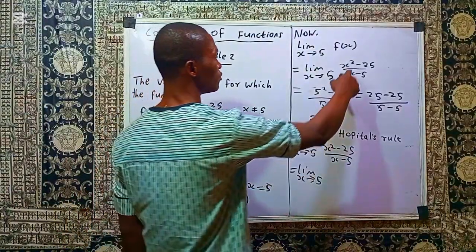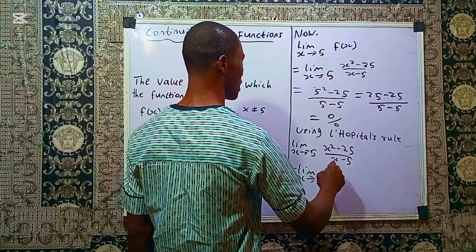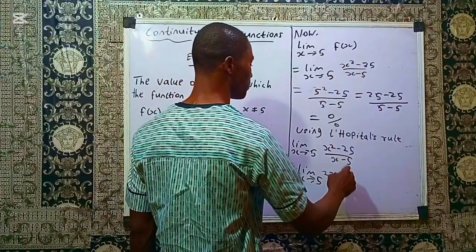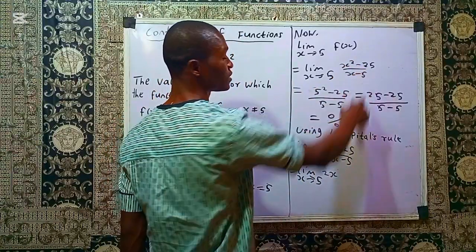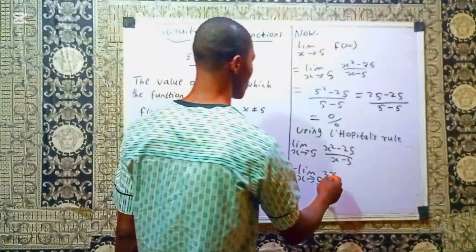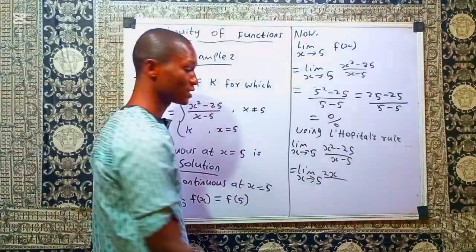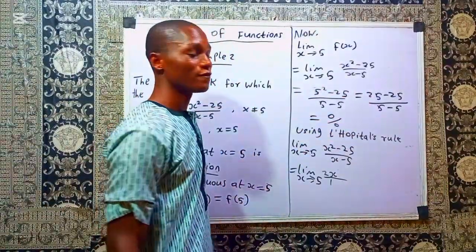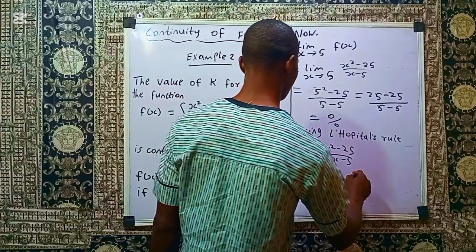If I differentiate the numerator, x squared, you bring down the power to get 2x, and then reduce the power by 1, so x raised to power 1. So the answer is 2x. Differentiating 25 gives 0, because the derivative of a constant is 0. So the numerator gives us 2x. For the denominator, differentiating x gives 1, and differentiating minus 5 gives 0 because minus 5 is a constant.